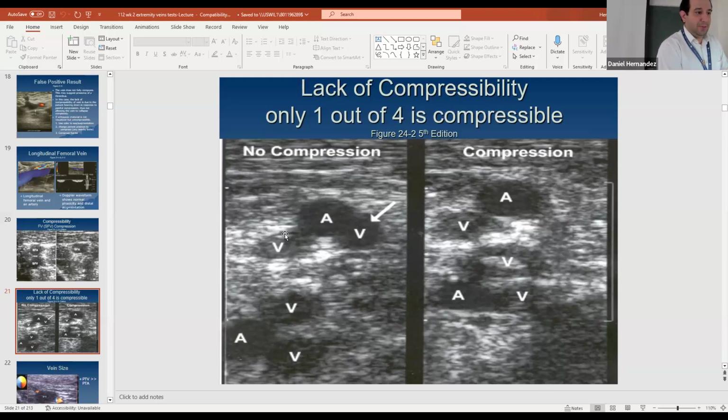And this vessel does not compress, this one does. So out of all those vessels, this is the only one that is completely patent, and there's thrombus present in all the other ones. Whether it's acute or chronic is up to us to try to figure out, or for the doctors to look at any previous studies.